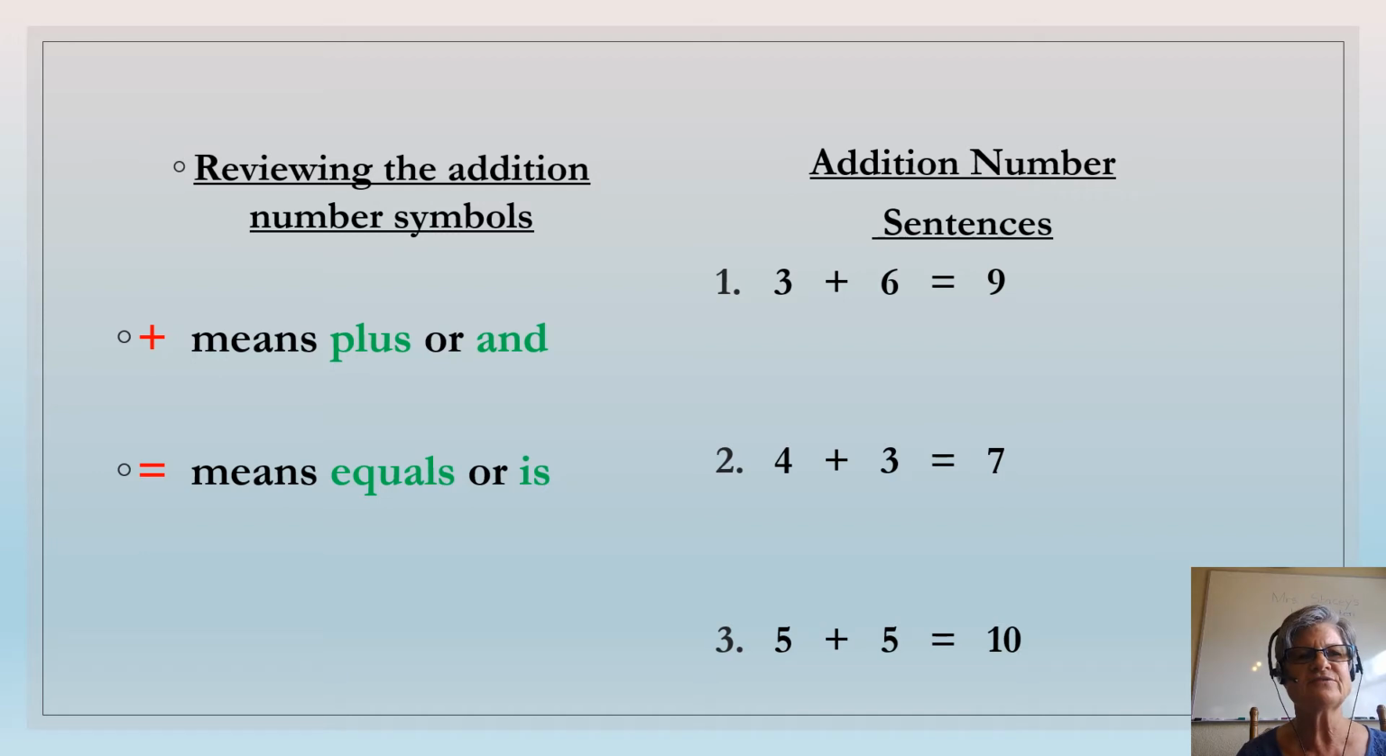Hello, if you look to the left of this slide, we are going to be viewing the addition number symbols. Look below that and we see red, looks like a T. That means plus or and in addition. If you look below that, you see the two red marks, one on top of each other. That means equals or is in an addition sentence. Now I have a few example addition sentences next to them. I know we've gone over this before, but there's a reason for doing this, because then we're going to make it harder for you. Look on the right-hand side next to number 1. It says 3 plus 6 equals 9.